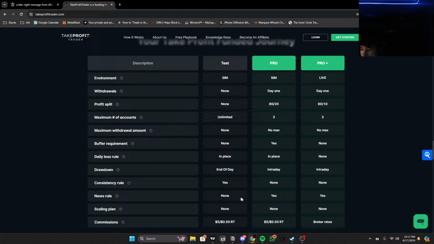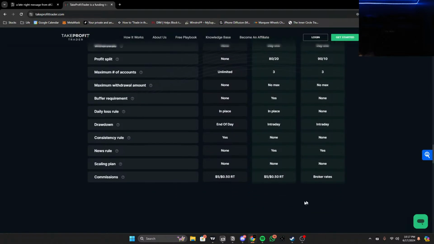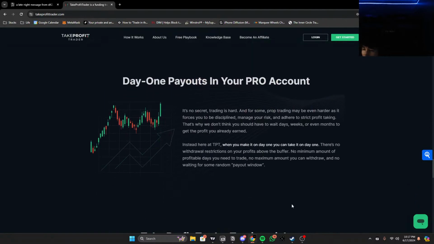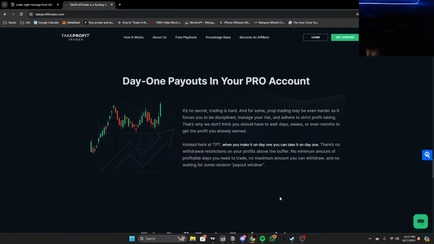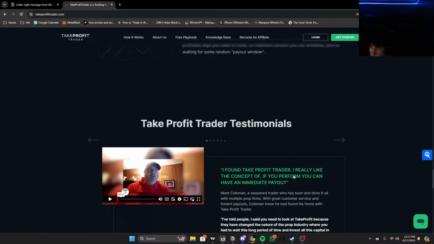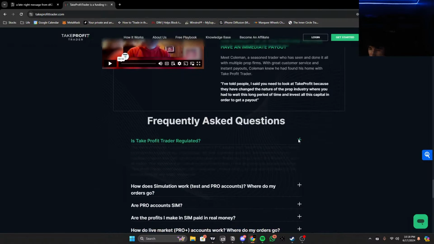News rule, yeah, you can't trade news. Scaling plan, there is no scaling plan for them. And commissions, don't worry about commissions right now. But you can take payouts on the first day. I know some people get funded, the moment they get on their Pro account they make like 5k and withdraw it the same day. They withdraw 2k, then take another 1k payout throughout the day. They're crazy. Is Take Profit Trader regulated?